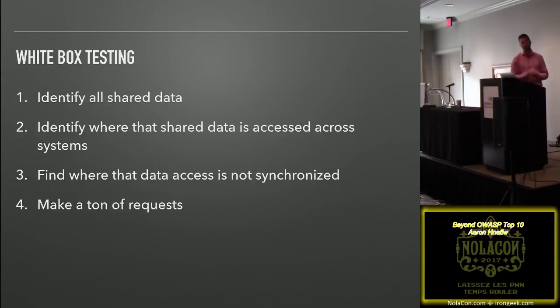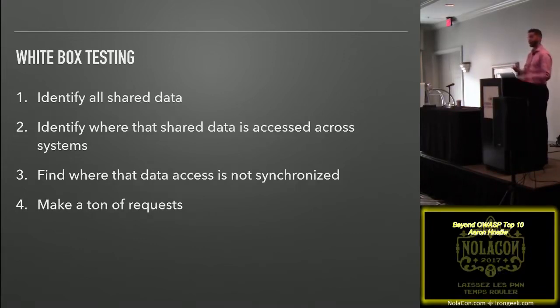So look for places in the source code where you have shared data. In the example of the Starbucks gift cards, that account was a shared resource in the database. It was a value for this account in the database that can be accessed many, many times at once. That is a shared value. Identify that and then see where it can actually be accessed across a number of systems. And then if it's not synchronized, and I'll get to how to synchronize it in a minute, you will go and make a ton of requests to that resource and see what happens. So that's the white box method.